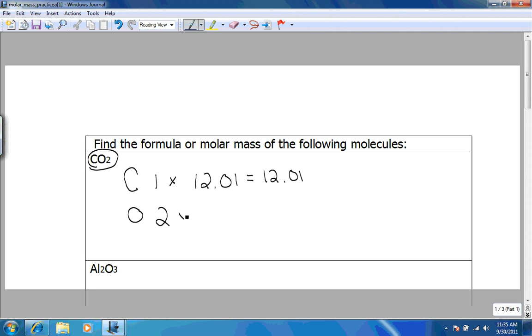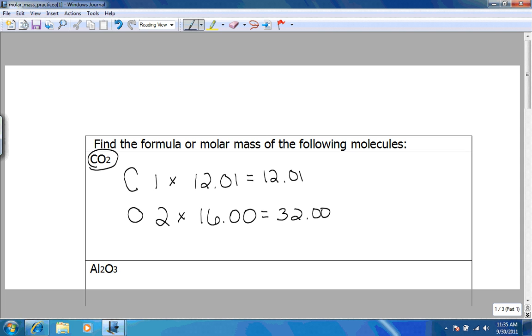So we're going to look on the periodic table for oxygen. It's a couple atoms away from carbon. And it's 16.00. You can round it out to the hundredths place. Because we have 2 oxygens, we're going to multiply that by 2, which is going to give us 32.00.